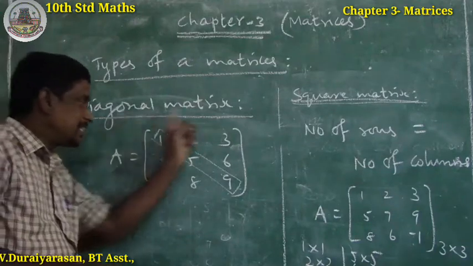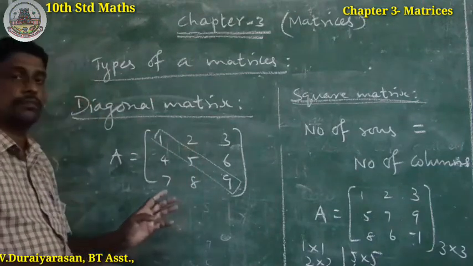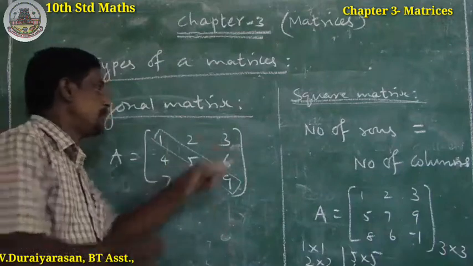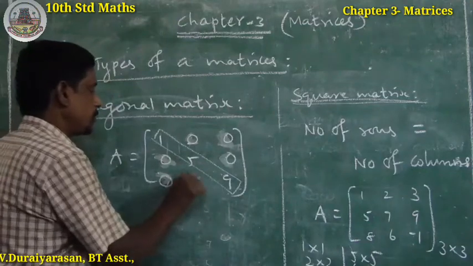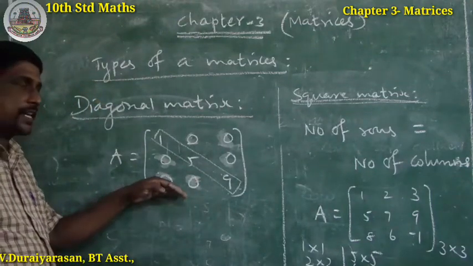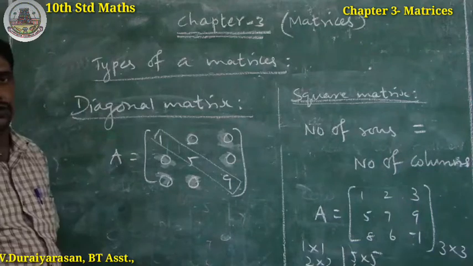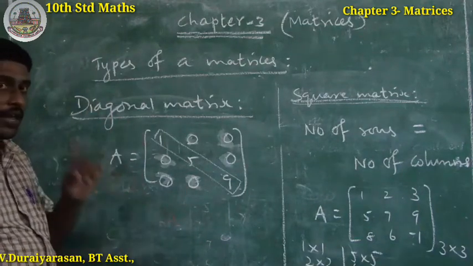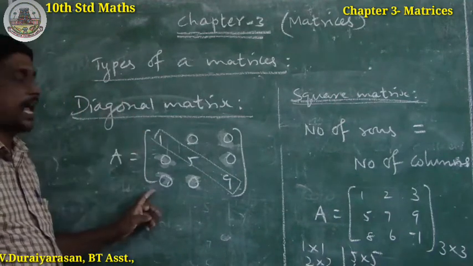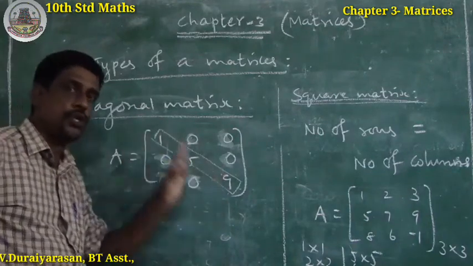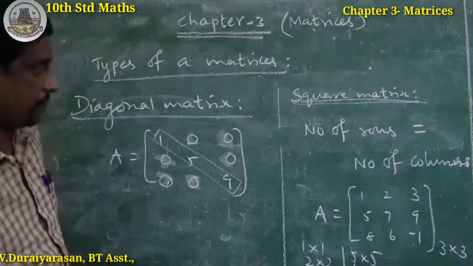First of all, consider a square matrix. Except for the diagonal elements, the others must be 0. Do you understand? What is a diagonal matrix? A square matrix in which all elements except the diagonal elements are 0 is called a diagonal matrix. Okay. Next, scalar matrix.